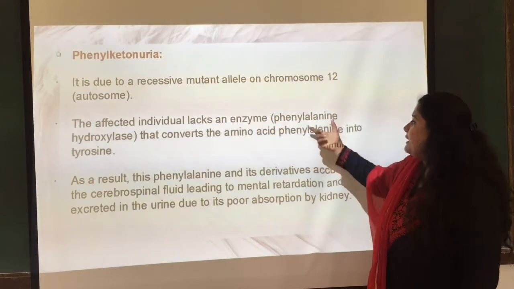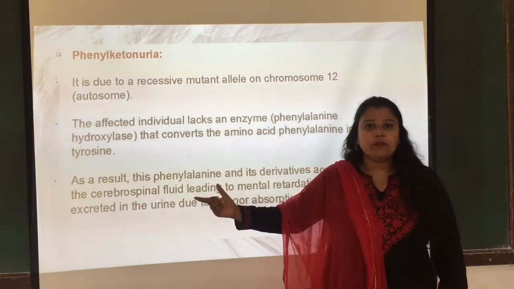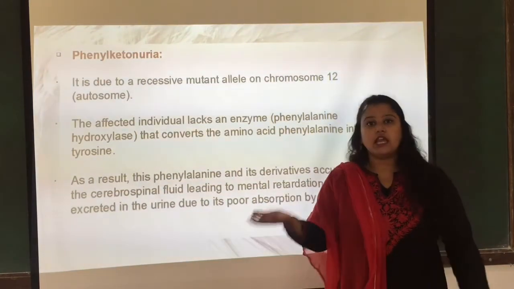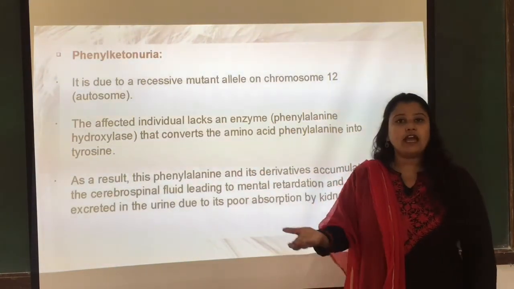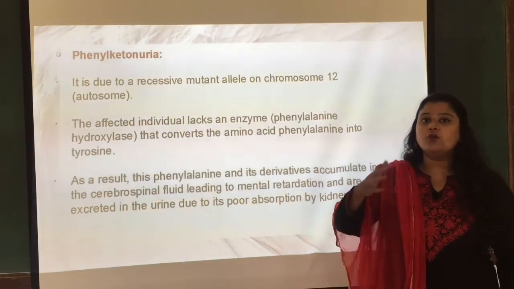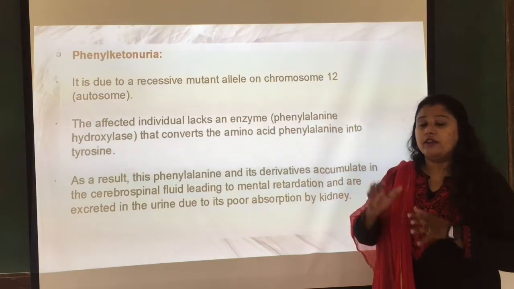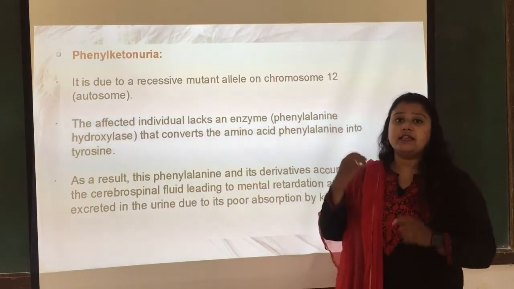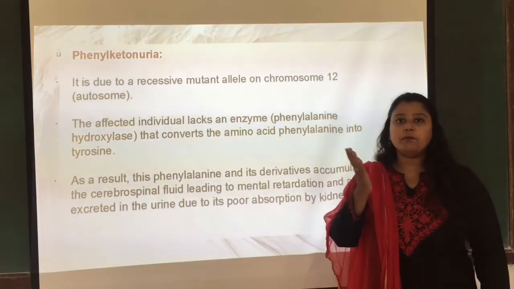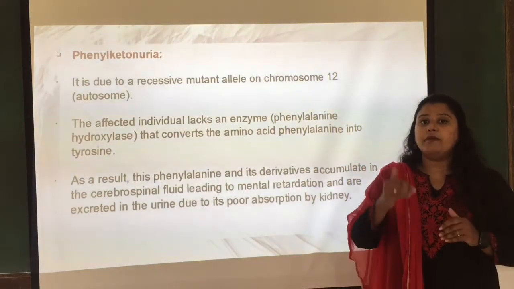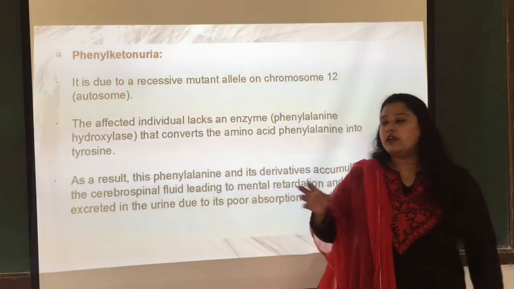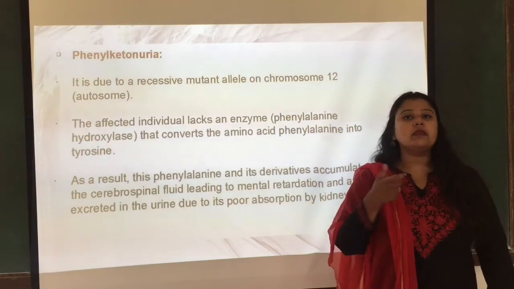What happens? As this conversion is not taking place, phenylalanine is not converted to tyrosine, and when the tyrosine is not formed, what happens? This phenylalanine stays in that form and it gets accumulated in the body, and it is accumulated in the cerebrospinal fluid, right? And this is leading to mental retardation. A particular person can undergo a mental condition, right? And also this thing is being excreted in the urine.